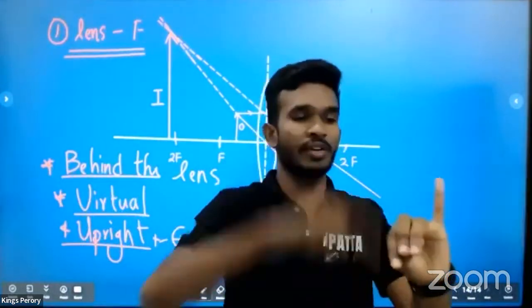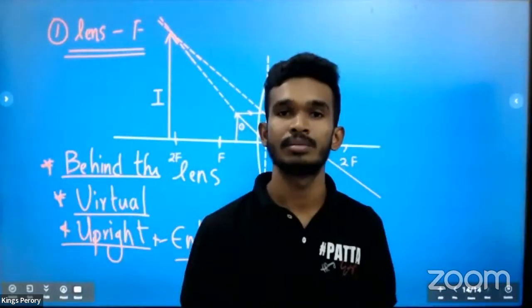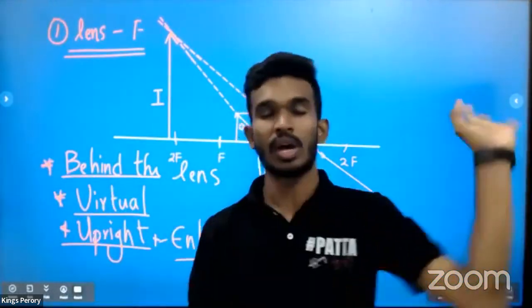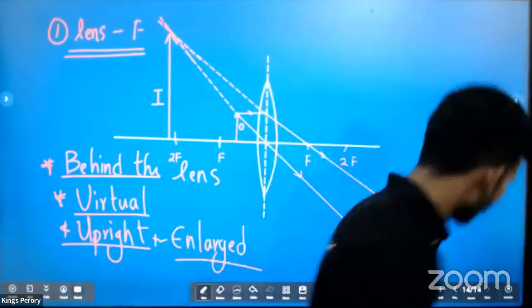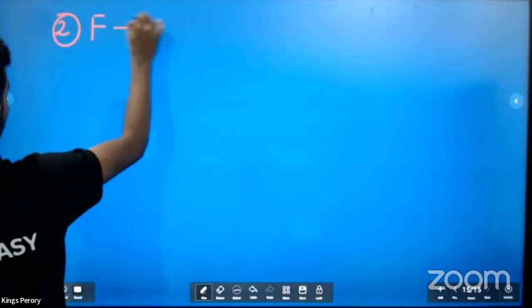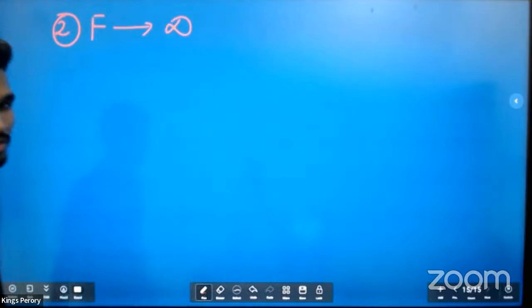Second, third, fourth, fifth, sixth ray diagram, you have it in the shortcut table I gave. Now we'll start drawing the second ray diagram. In the second ray diagram, you keep the object at focal. You already know object at focal, image is at infinity, no?